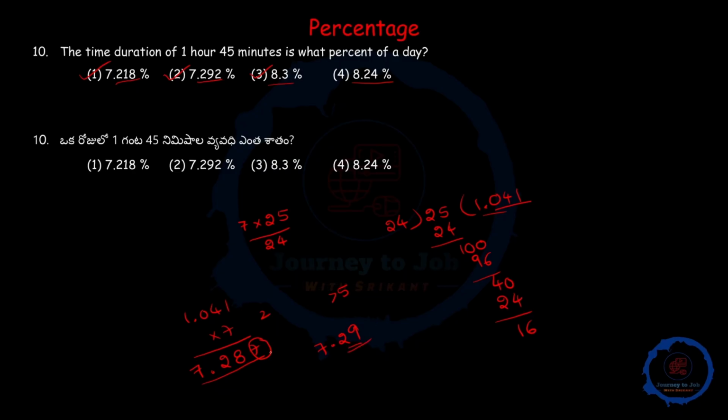Suppose this place digit is less than 5, then the previous digit value remains as it is. It would be 7.28 if it were 7.284 or 3. So now the final answer is 7.29, which is the second option.